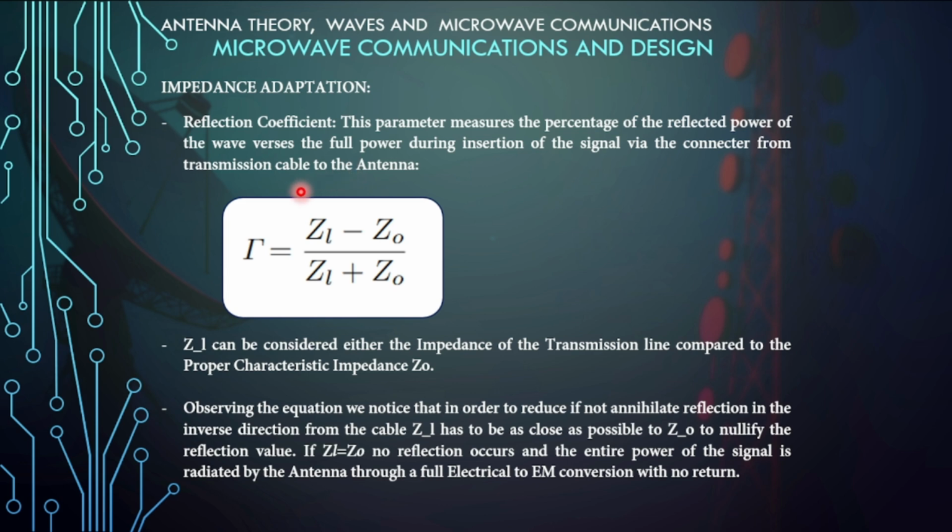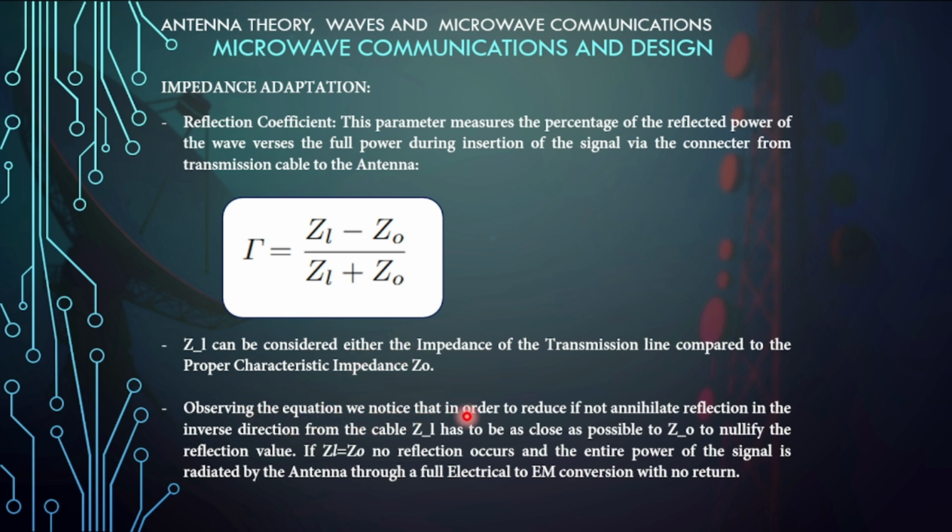So beta, which is this parameter, is equal to ZL, line impedance minus Z0, which is the proper characteristic impedance of the transmission altogether, or ZC, in other words, divided by ZL plus Z0. ZL can be considered either the impedance of the transmission line compared to the proper characteristic impedance Z0.